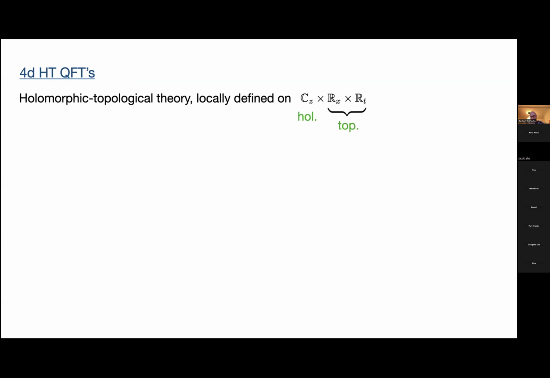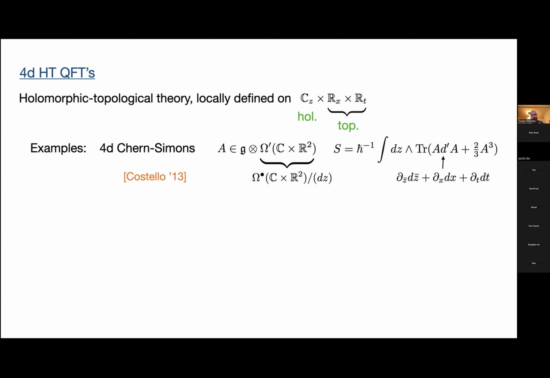So these are theories that are defined on manifolds built from patches that look like C times R2. I'll use coordinates X and T on the topological R2 bit and Z on C. Globally, they should have some sort of two-dimensional transverse holomorphic foliation. But everything I'll do here is entirely local.